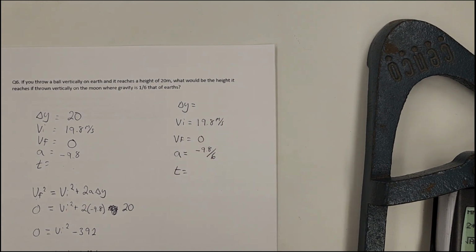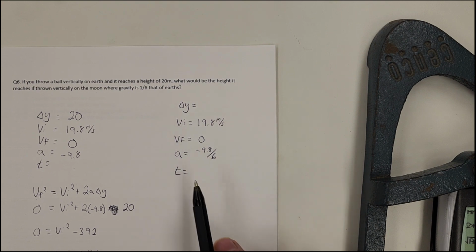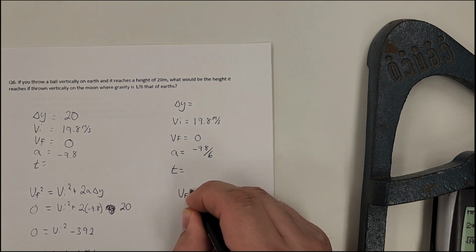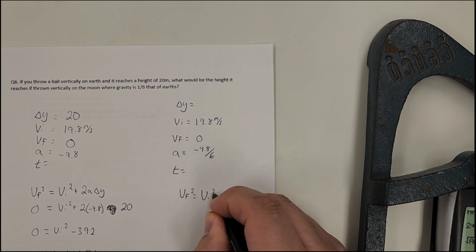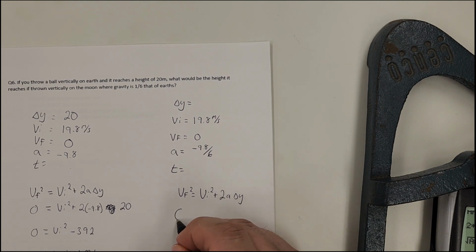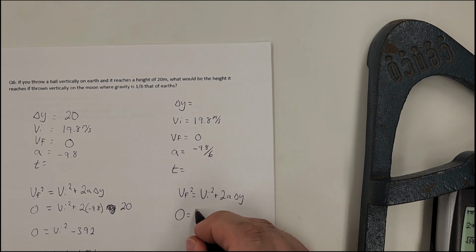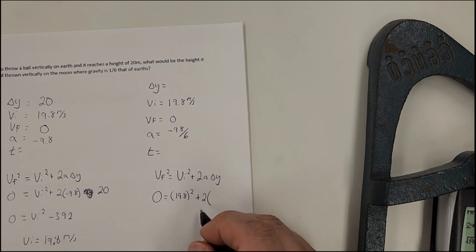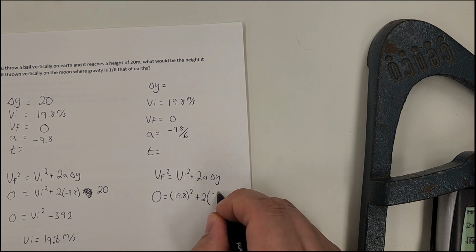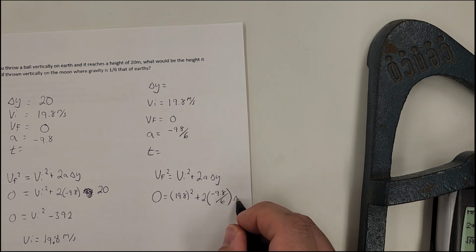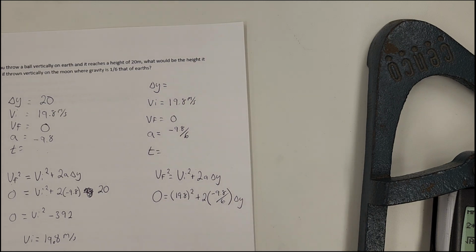Okay, so I need to plug in now, and I need to find out what this change in y is. Again, we don't care about t, so let's use that same equation. Vf squared is equal to Vi squared plus 2a change in y. Vf again is 0. Vi, we now know, 19.8 squared. Plus 2 times acceleration in this one, negative 9.8 divided by 6. And the change in y is what we're looking for.